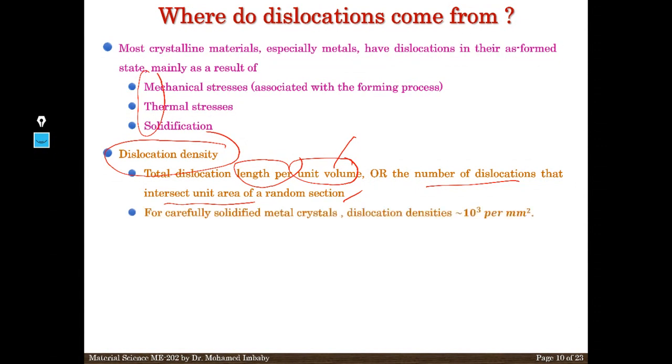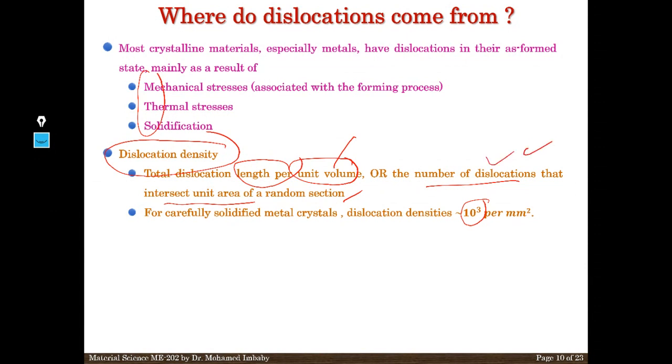Let me go ahead here. I give you some examples. Why am I giving you this example? To get an idea, to get a conclusion, okay? I'm not asking the student just to memorize these numbers, but to get a conclusion from them. Look at here. For carefully solidified metal crystals, where solidification means the metal is liquid and is just cooled down to reach the solid state, the dislocation density is around 1000 per millimeter square.